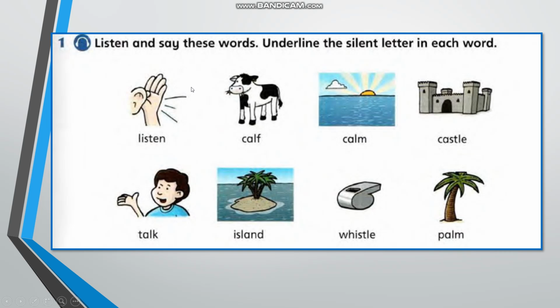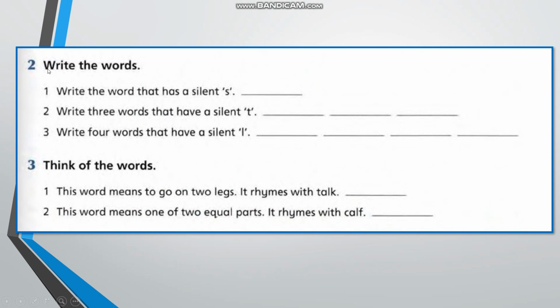So after you listen and say, you have to underline the silent letters as you can see in the picture. Now let's move to exercise number 2. Write the words. Write the word that has silent S. طبعا هون احنا رح ناخد الكلمات من exercise number 1. Now the word that had the silent S is island.